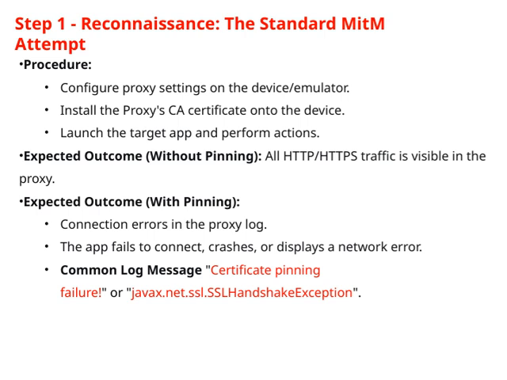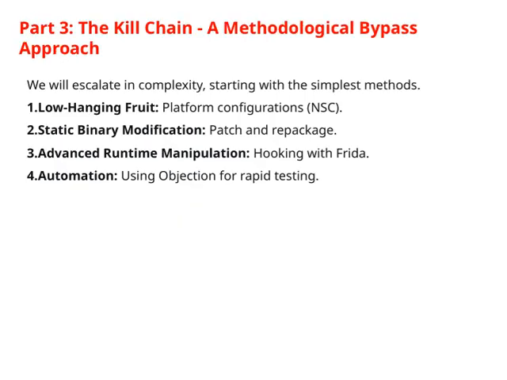It's about seeing how the app reacts when we try to intercept its traffic, which helps us understand the security measures it employs. All right, let's dive into how we escalate our techniques, starting from the simplest to more complex methods. First, we have the low-hanging fruit approach, which involves basic platform configurations, like working with the NSC settings. This is often the easiest entry point because it usually requires minimal effort, but can still be quite effective.